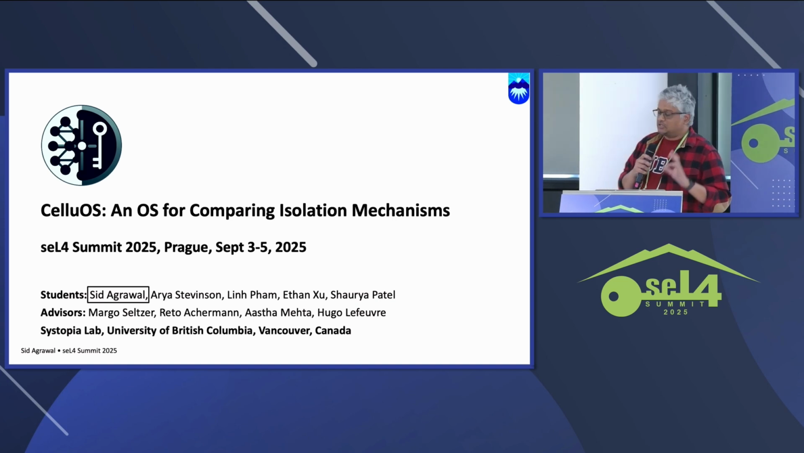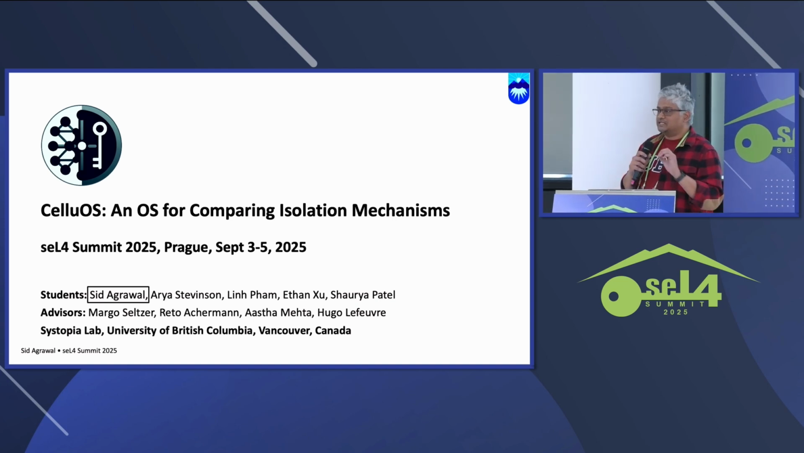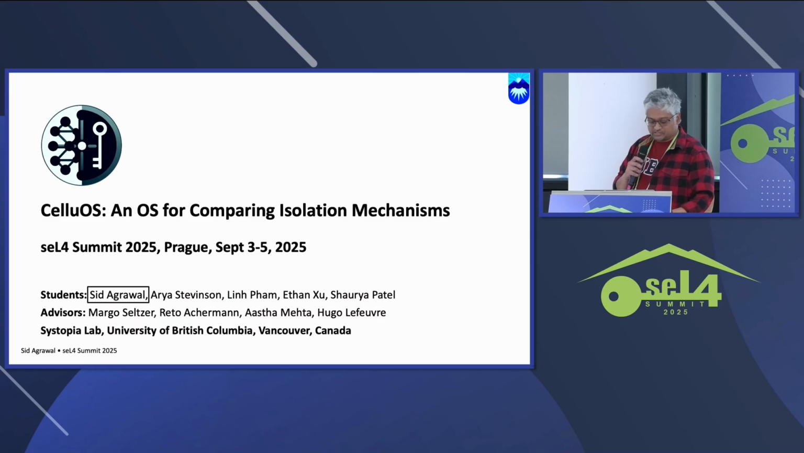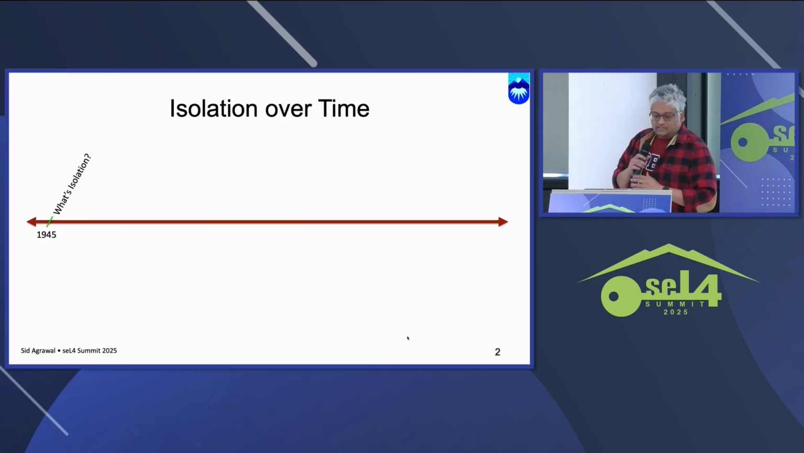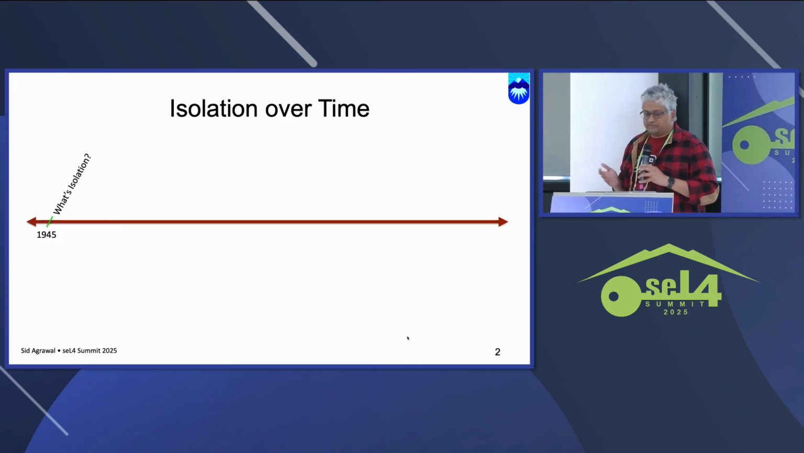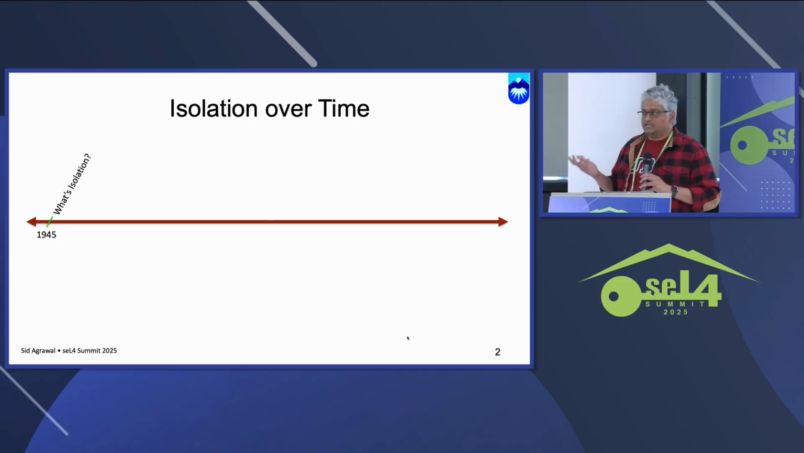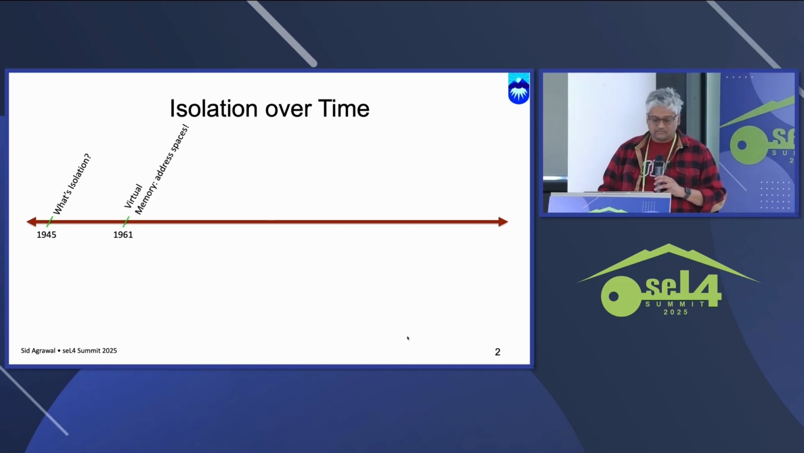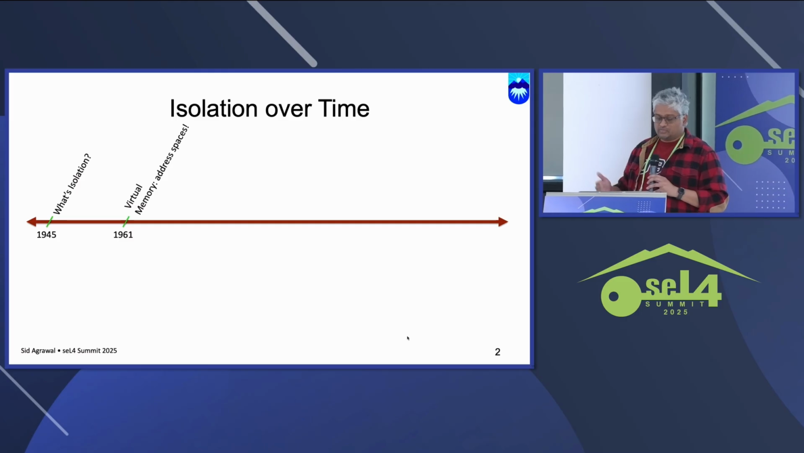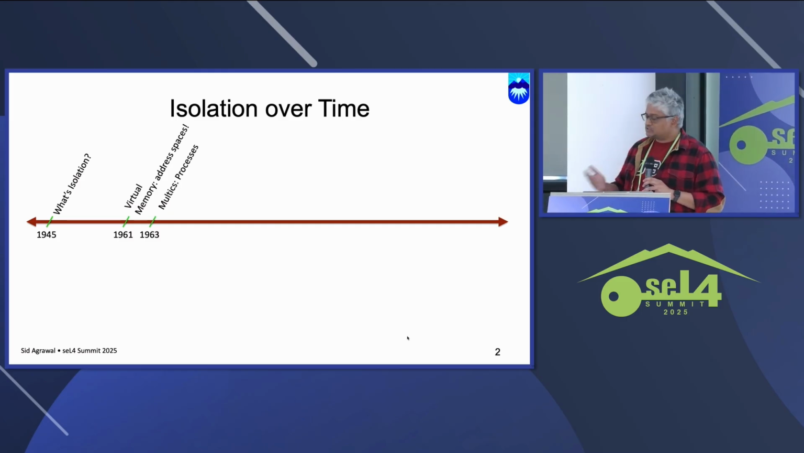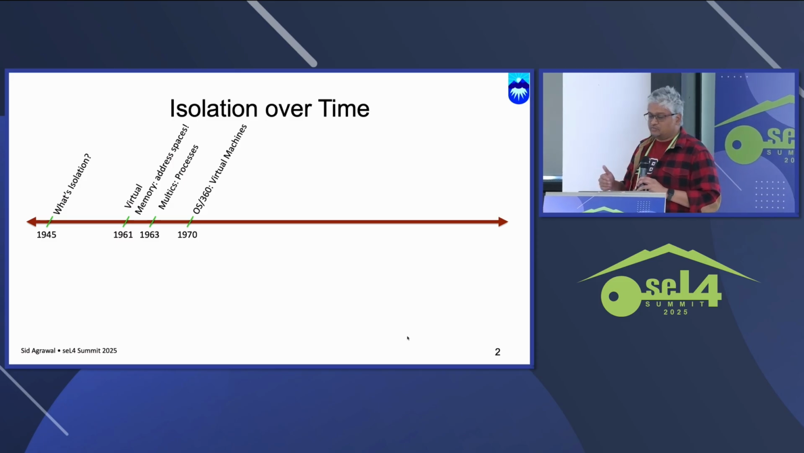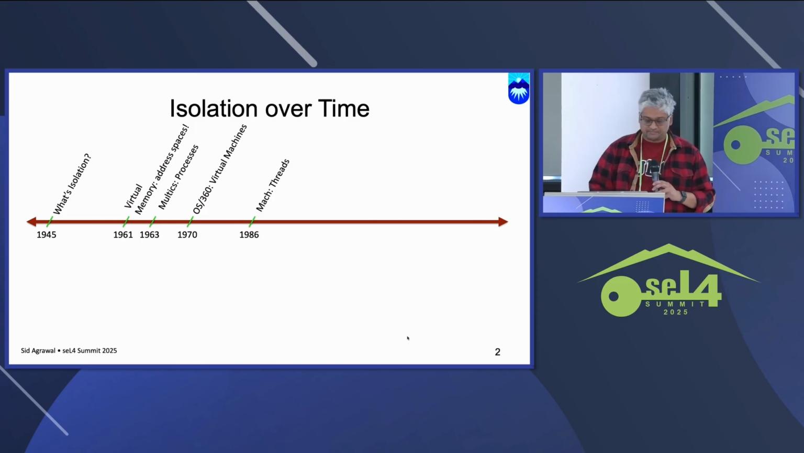The goal is to compare isolation mechanisms. So let's briefly talk about the history of isolation mechanisms. In the early days of computers, we were just happy that we could run something. We didn't care about isolation. In the 60s, we got virtual memory. Soon after that, we got processes with Multics. In the 1970s, we got virtual machines, but the goal there was to do time sharing.